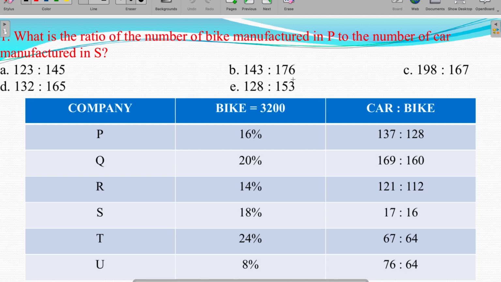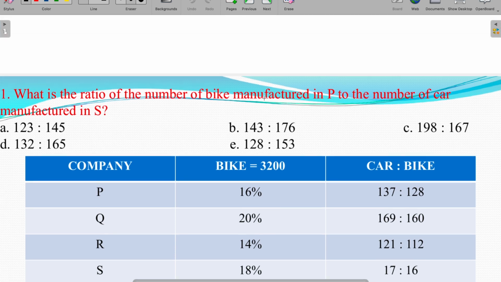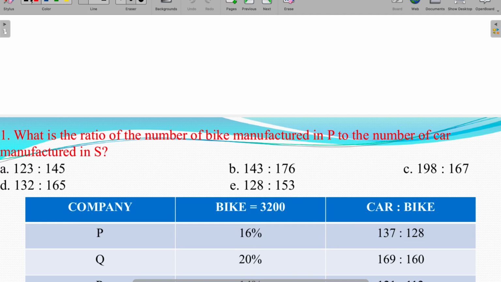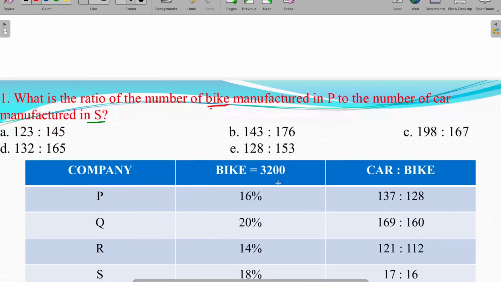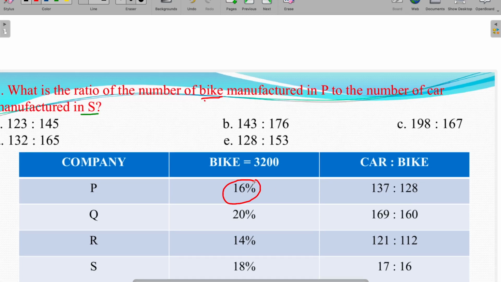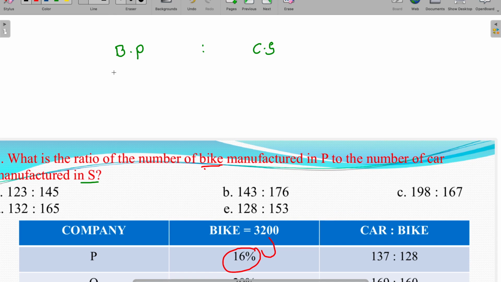Two types I will explain. Method 1, the basic method. I want to find out bikes manufactured in P and cars manufactured in S. So bike P, car S, this I need to find out. Let's find out bike P. We already know bike means 16 percentage of 3200, that is 16 into 32.